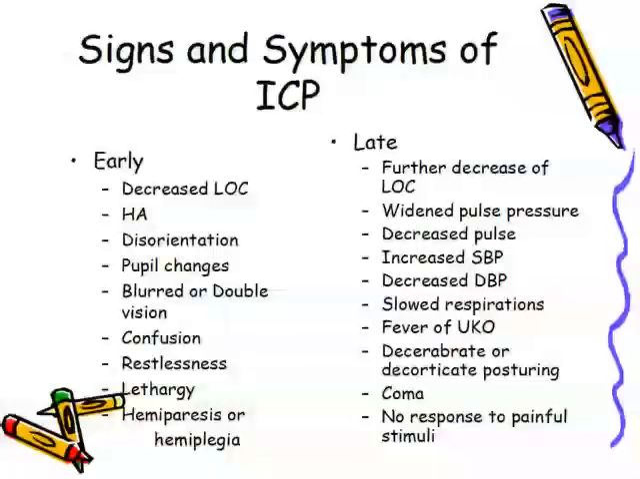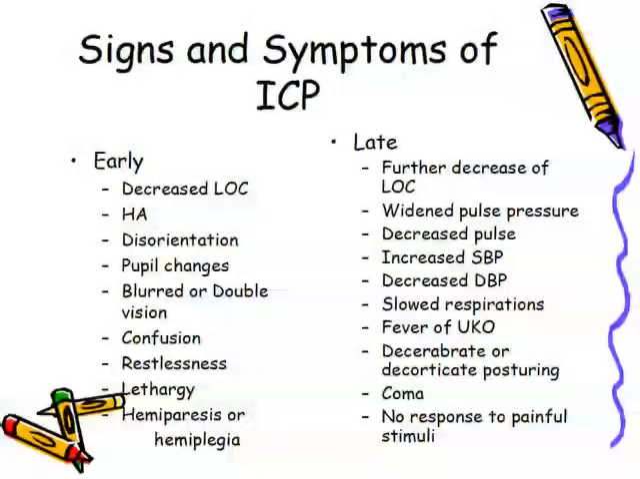So late signs of ICP: hopefully that patient has had interventions implemented before they get to the late signs, but the level of consciousness will continue to deteriorate with these patients. They're going to have widened pulse pressures, which is the difference between the systolic and diastolic blood pressures. They're going to become bradycardic. They're going to have slower respirations with possible periods of apnea. They may develop a fever due to pressure on the hypothalamus, which regulates the temperature control mechanism within the body.